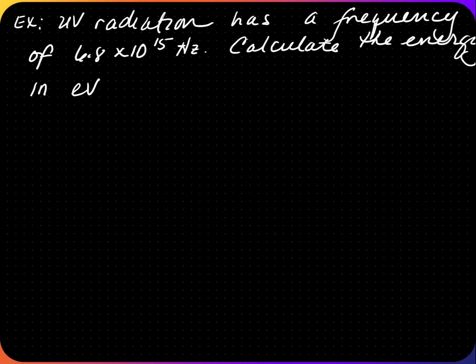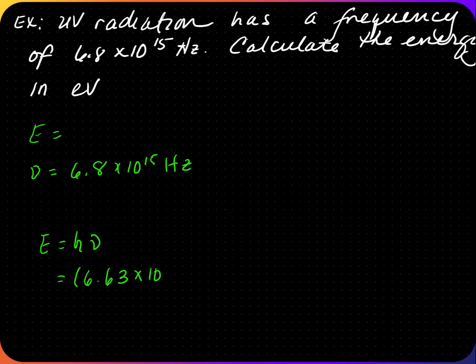So let's try this first problem. UV radiation has a frequency of 6.8 times 10 to the 15 hertz. Calculate the energy in eV. So we know we're looking for energy, E. We also know the frequency, nu, is equal to 6.8 times 10 to the 15 hertz. We know that energy is equal to Planck's constant times the frequency, nu. Planck's constant is 6.63 times 10 to the negative 34 joules times second. My frequency is 6.8 times 10 to the 15 hertz.